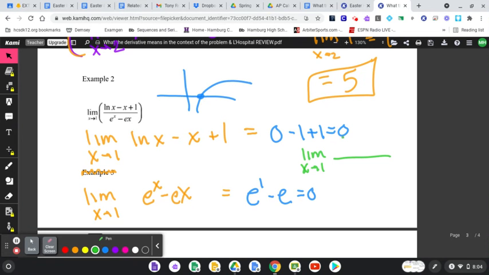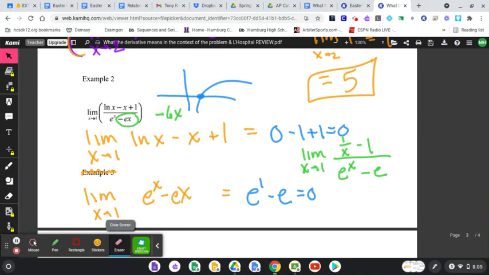So the ln of x becomes 1 over x minus 1, and then plus 0. The derivative of the bottom, the derivative of e to the x is e to the x. How about the derivative of minus ex? What if I said minus 6x? How simple is that derivative? It's just a minus 6. So this is just a minus e. Okay, and then we're going to do the same thing. I'm just going to erase some of this. We need to go ahead and substitute in the 1 to both the numerator and denominator.